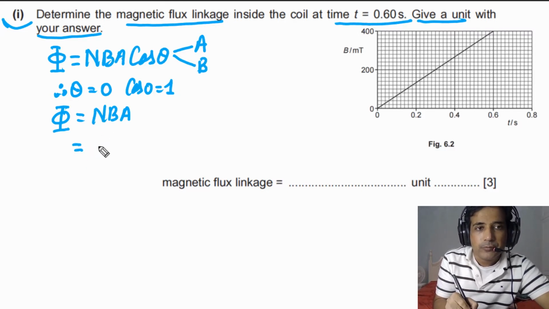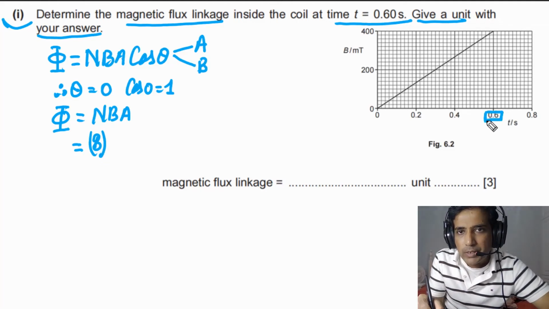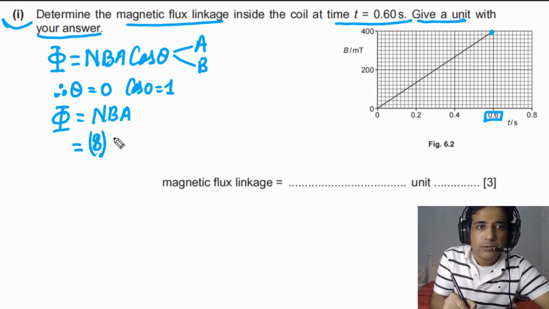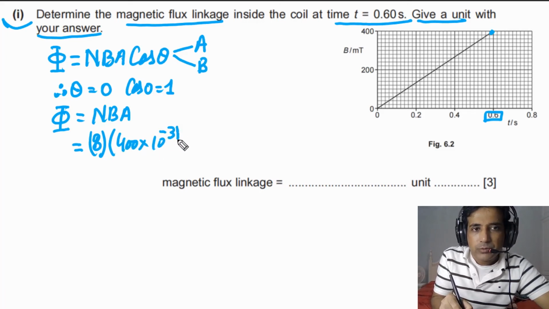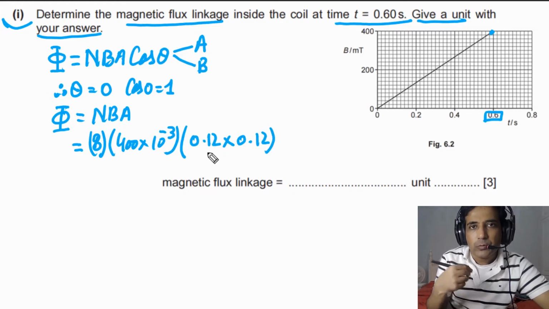N is the number of turns. In the question it is given that there are 8 turns, so this is 8. Magnetic flux density we have to calculate at time 0.6, so we can read from the graph that magnetic flux density is equal to 400 millitesla, so we multiply by 10 to the negative 3. A is the area of the coil. The side length of the coil is given as 12 centimeters, so we can say 0.12. We have to calculate the area of a square, so we multiply by 0.12 again.